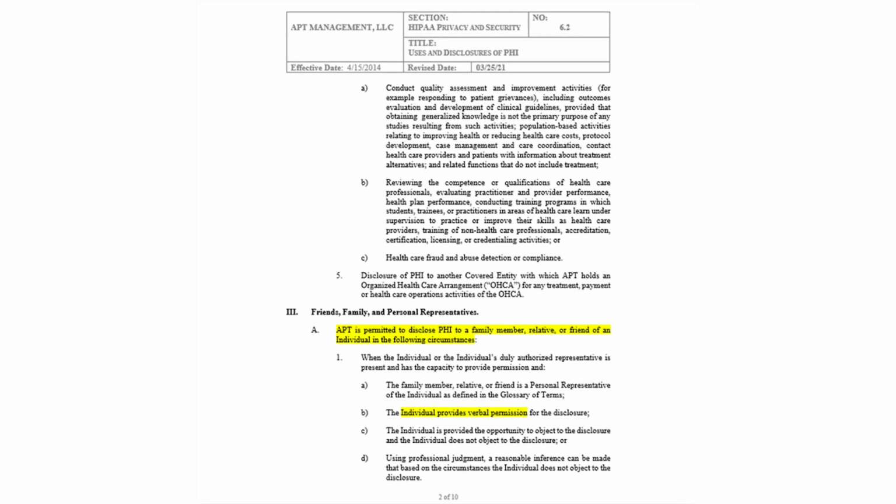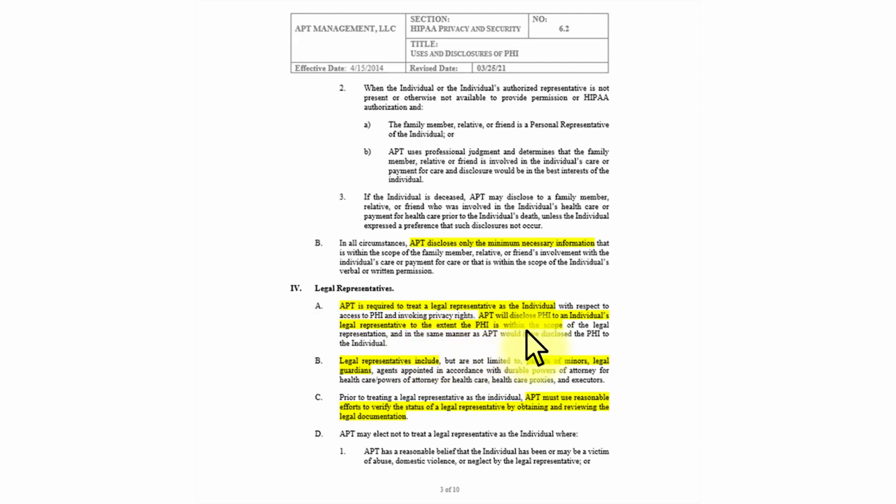We are permitted to disclose PHI to friends, family and representatives if the patient has given permission on their registration forms or provides verbal authorization. Legal representatives are to be treated the same as patients with respect to access to PHI and invoking privacy rights. Legal representatives include attorneys, parents of minors, legal guardians and agents appointed with powers of attorney.